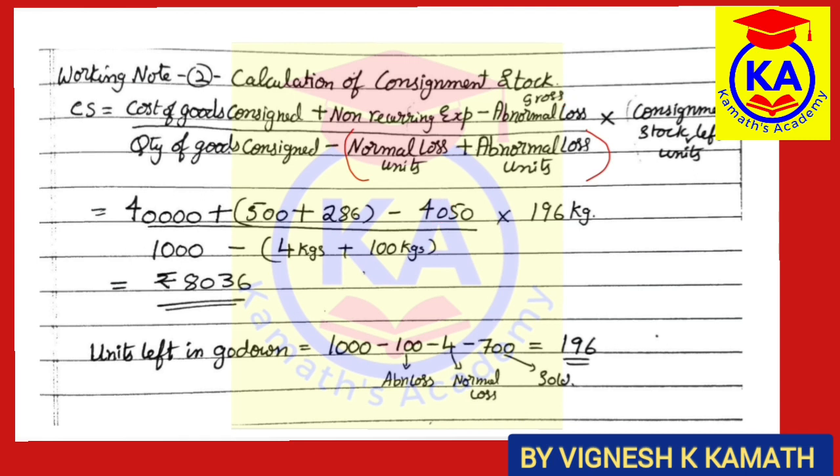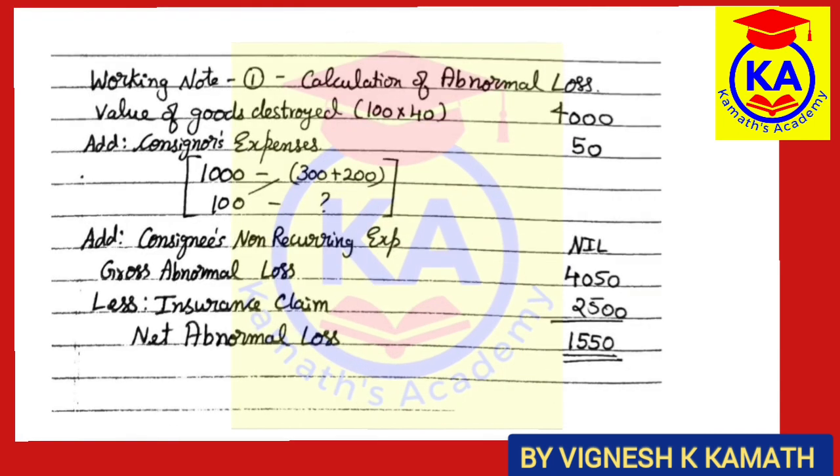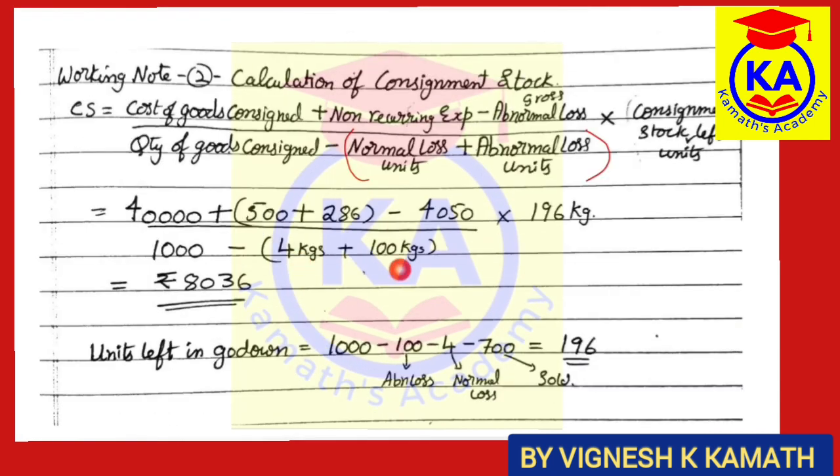Gross abnormal loss divided by quantity of goods consigned. So how much quantity of goods was consigned? 1000, right? Minus normal loss units. How many units were lost in normal loss? 4 kgs is lost due to leakage and handling. 4 kgs, right? So 4 kgs plus abnormal lost units 100. So add 100, into units left. Okay, what are the units remaining? So how to calculate this?